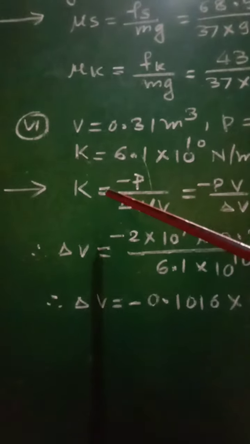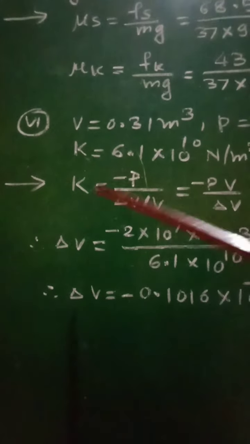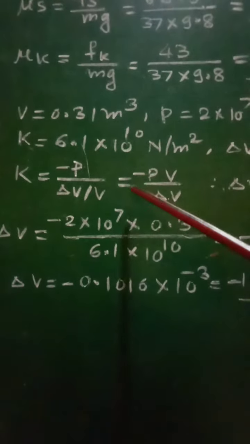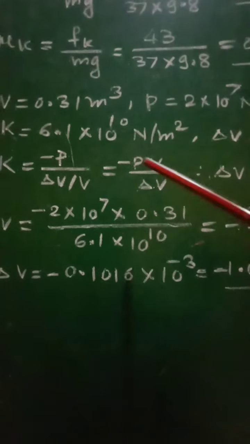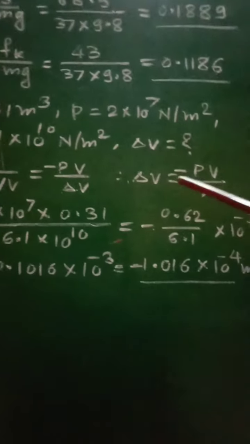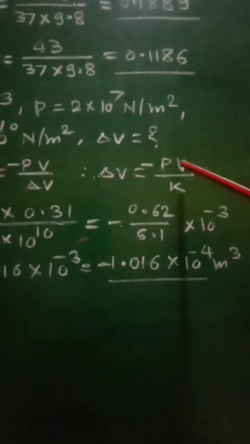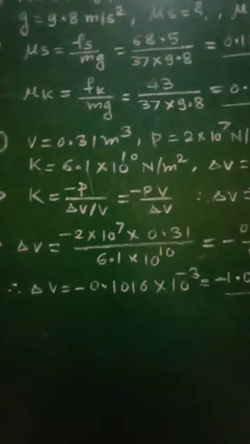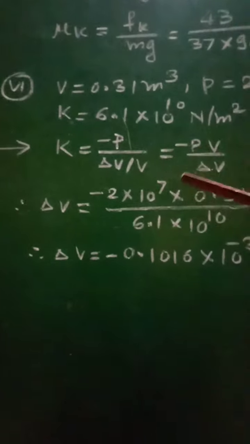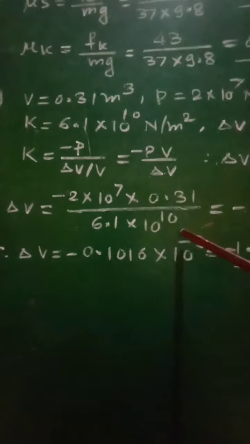So the bulk modulus K will be equal to minus P upon delta V upon V, which will be equal to minus PV upon delta V. This V will be shifted to numerator, and therefore we will get delta V equal to minus PV upon K. Now putting the values, we will get delta V equal to minus 2 into 10 raised to 7 into 0.31 divided by 6.1 into 10 raised to 10.